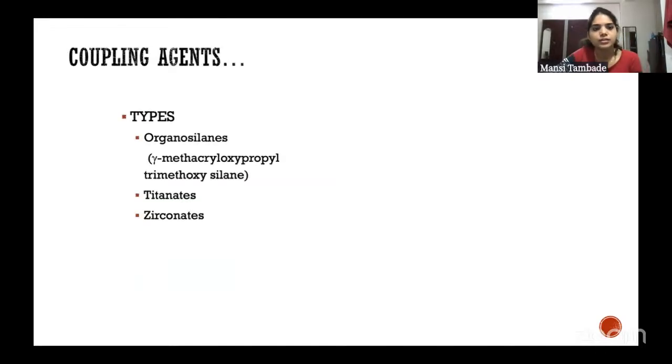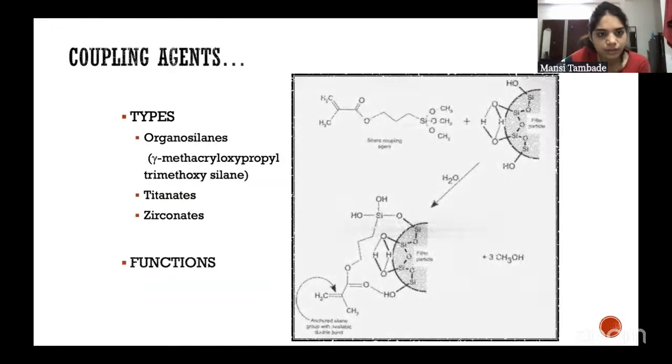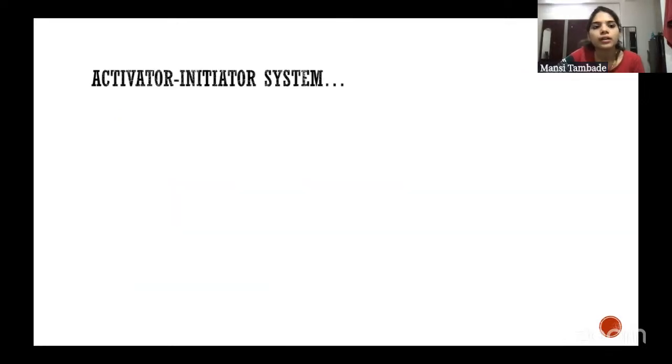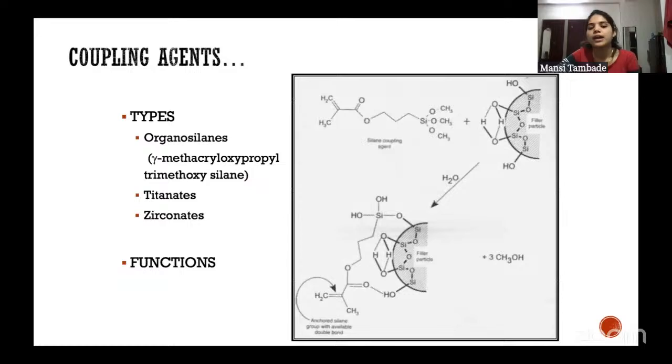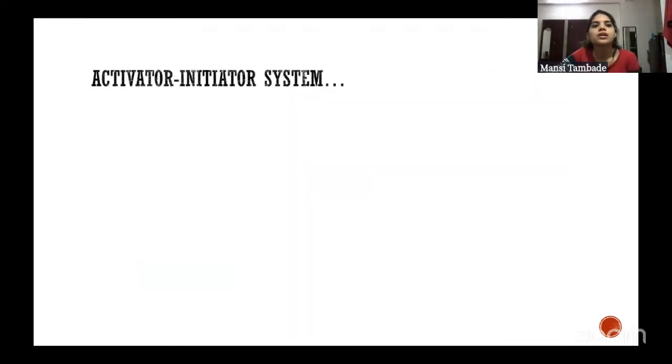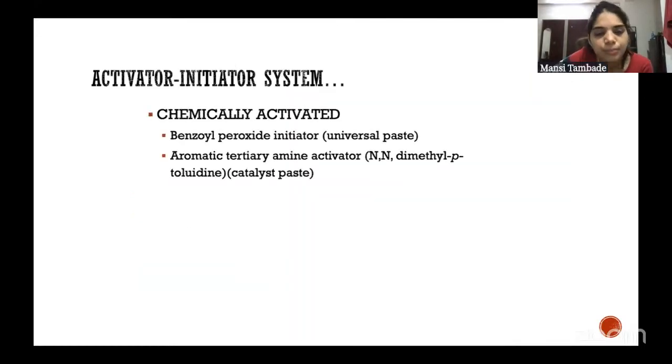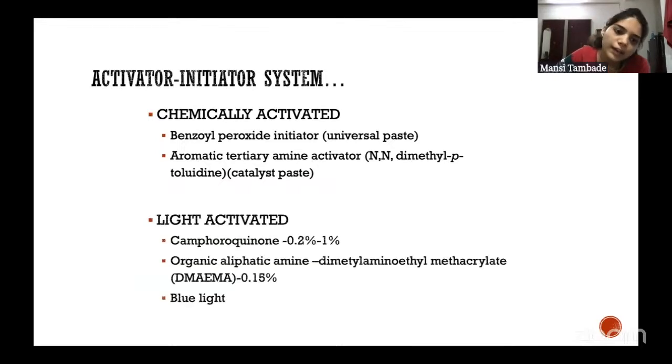Then coupling agents. The types are organosilane, that is gamma methacryloxy propyl trimethoxysilane, titanates, and zirconates. This is the diagram showing this. Then the activator initiator system. We have two types: chemically activated and light activated.